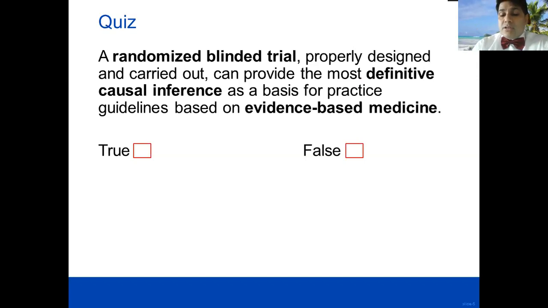So I think the answer you are all coming up with is true. Yes, that is true. It gives us the definitive causal inference if it is done and carried out properly. Of course, it can have biases if not done properly. So not only the designing part, but the conducting and analysis part has to be robust in a randomized control trial as well.